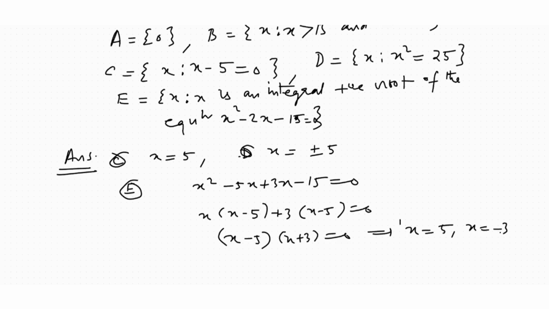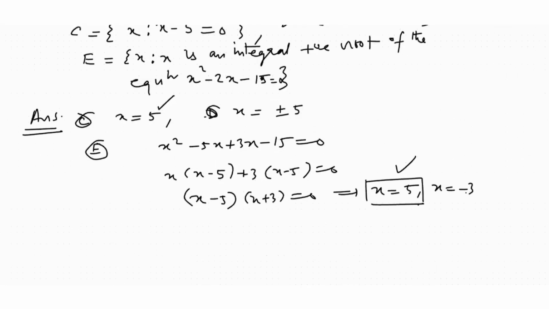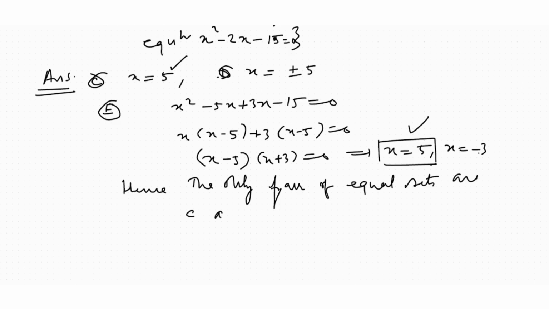So which pair meets the requirement? C also has 5 and E also has 5. So the only pair of equal sets are C and E. Hence, the only pair of equal sets are C and E.